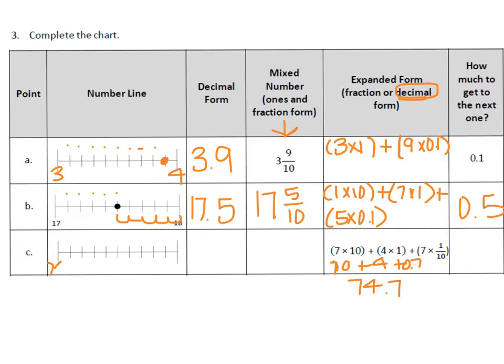So for the number line, 74 will go on the left end, and 75 will go on the right end. I will count 7/10 on the number line. 1/10, 2/10, 3/10, 4/10, 5/10, 6/10, 7/10. And place my dot. My decimal is going to be 74 decimal point 7/10. The mixed number is going to be 74 and 7/10. To figure out how much I need to go to get to the next one, I can go to my number line and count. There's 1/10, 2/10, and 3/10 more to get to the next one, which would be 75.